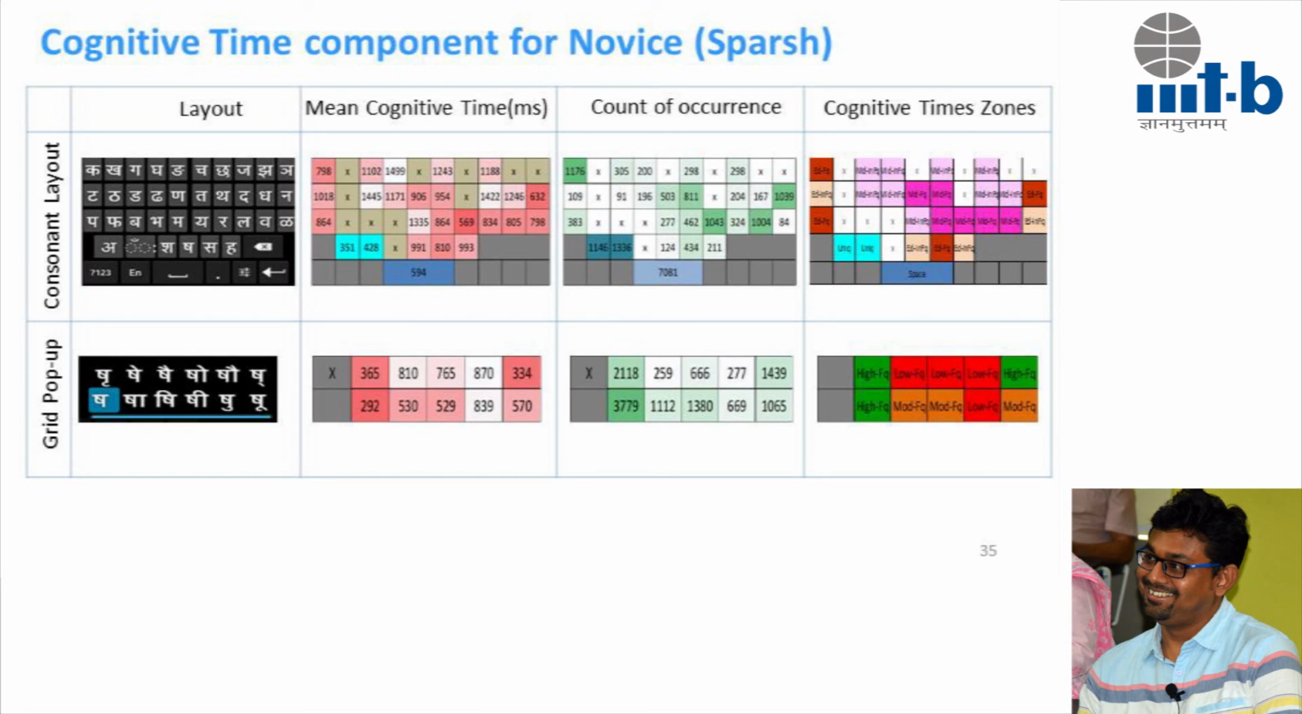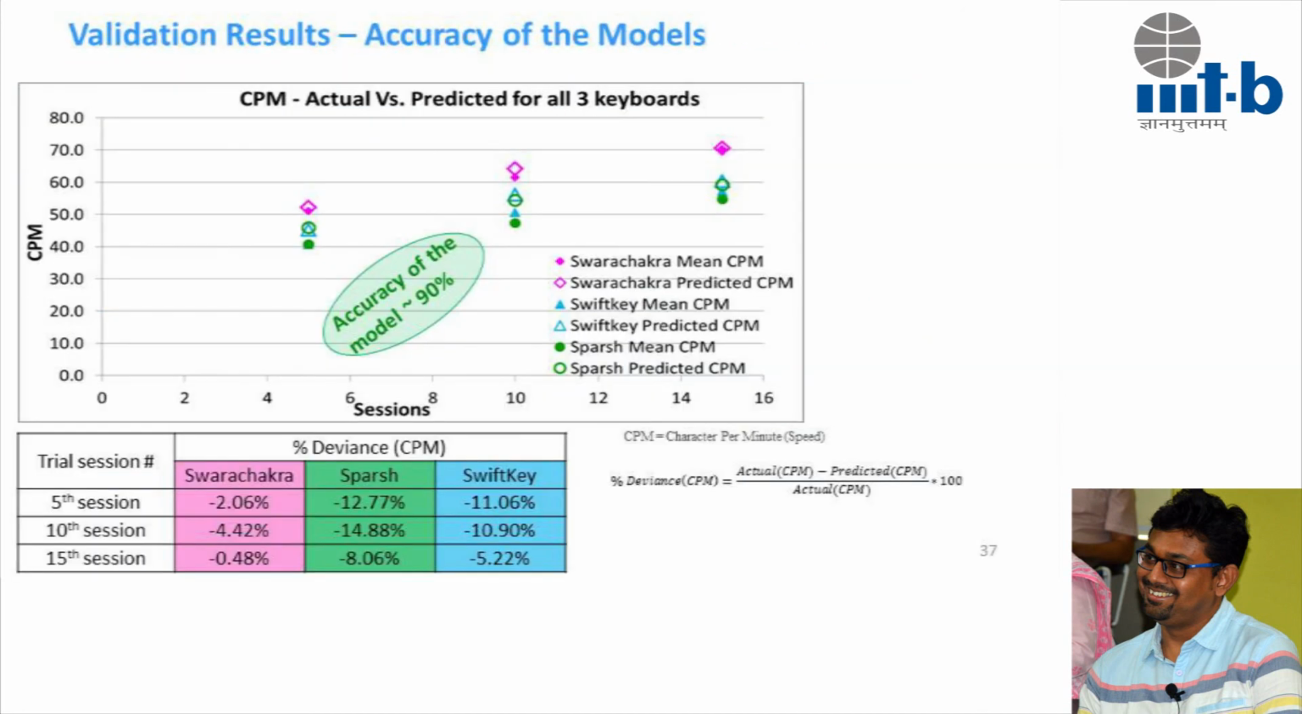Created cognitive zones, time zones for each of these keyboards, and came out with the model. Again, through the model, we always try to see how much accuracy this model is trying to achieve. Basically, how we do that, we'll have say 70% of the data to train the model, and then keep 30% of the user data to just test the model and see.